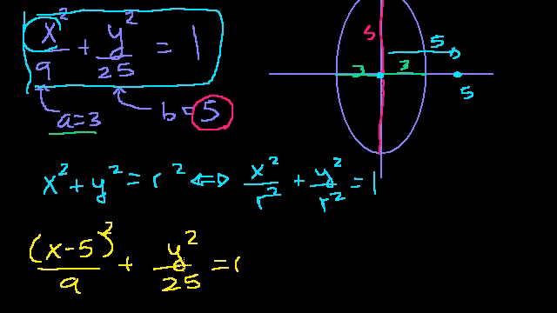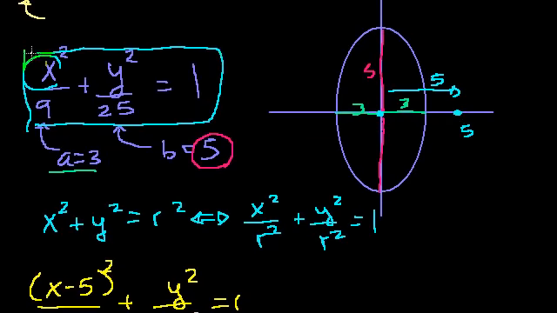So if I were to just draw this ellipse right now, it would look like this. I want to make it look fairly similar to the ellipse I had before. It would look just like that. Just shifted over by 5.